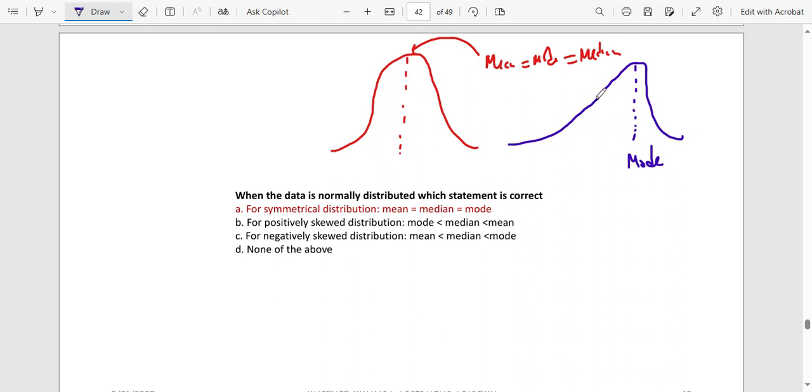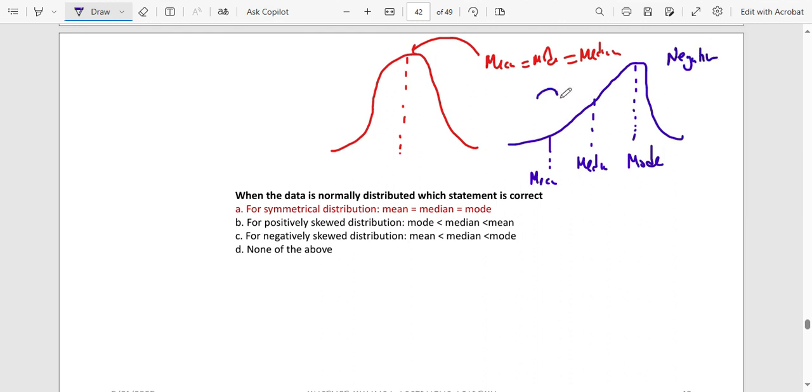The median first is going to be in the middle, so the median will be somewhere here. And then when you find the mean, remember the mean is sensitive to outliers, so the mean will end up being pushed even a bit further. So the mean might be here. This one that is shifted to the right, like this, we call it negative skewed data, or negatively skewed.